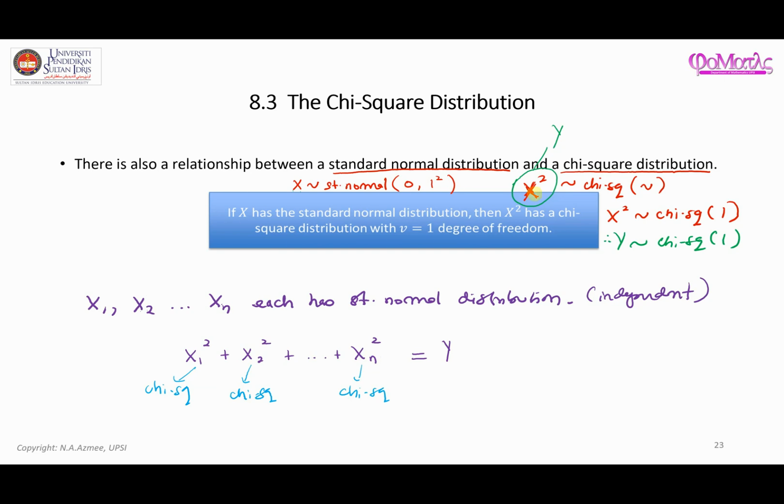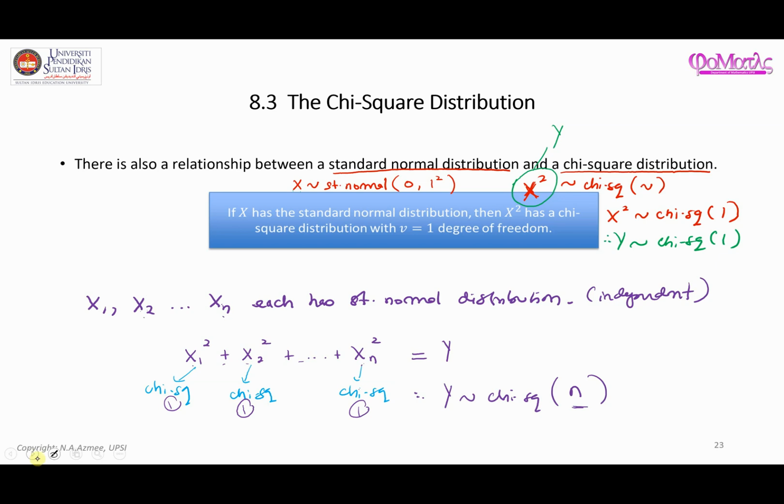Based on this simple result, we can extend to the process given here. Y, where Y represents X1 squared plus X2 squared and so on, is going to have a chi-square distribution with n degrees of freedom. The degrees of freedom is equal to n because here we have 1 degree of freedom, over here is another 1, and this one is another 1. So the total degrees of freedom is n, because we have n random variables.